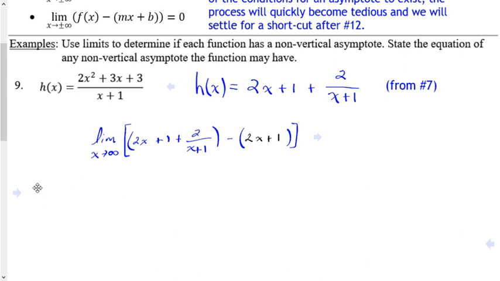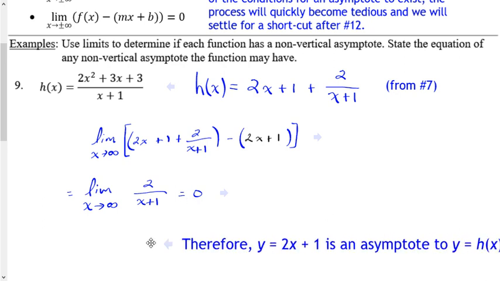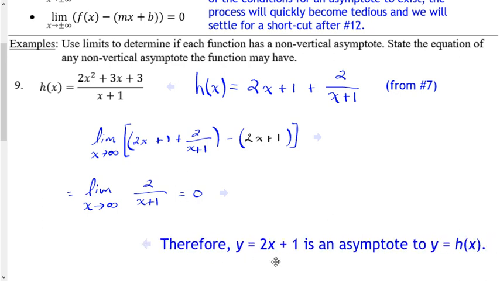When it gets subtracted out, I have just this rational part. And as x goes to infinity, this rational part goes to 0. That was the condition up here. The distance between the function and the line is going to 0. Here's my function. Here's my line. Subtract to get the distance between them or difference between them. That difference goes to 0. Therefore, y equals 2x plus 1 is an asymptote to the function y equals h of x. Next question.